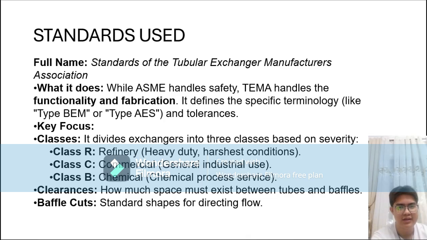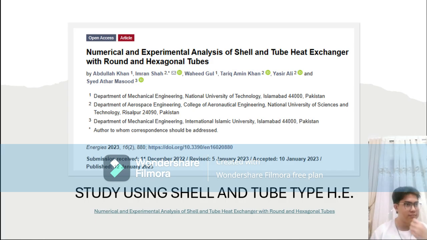And here we have a study using a plate type. Here we have a study using a shell and tube type heat exchanger. This study was performed in Pakistan, and the purpose of this study was to find out what shape would be best for the heat transfer or heat conduction coefficient, in short, heat transfer, in a shell and tube type heat exchanger.